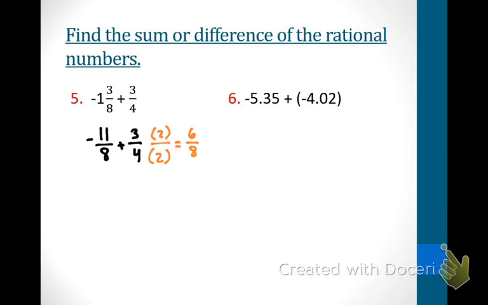So now I'm going to go ahead and drop down negative 11/8. And remember, we turned this into that 6/8. Should I add or subtract that 6/8? Add the 6/8 because there was an add sign there.